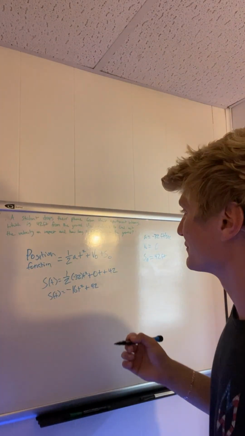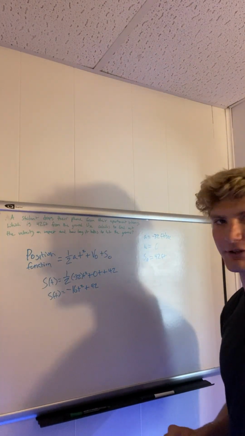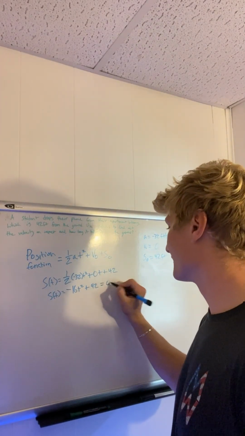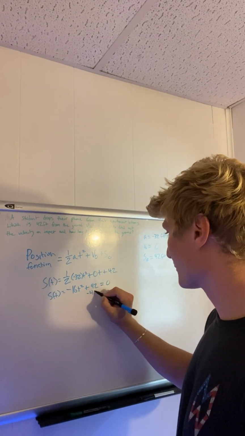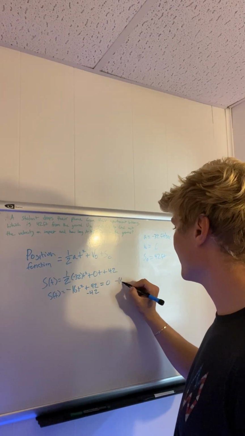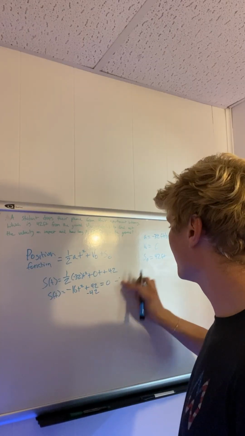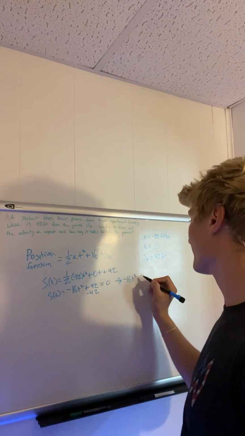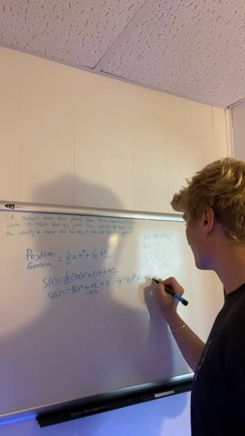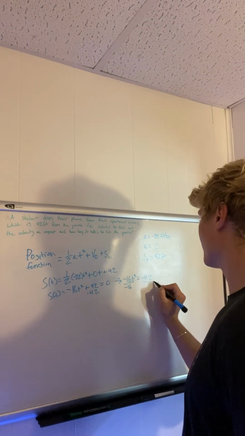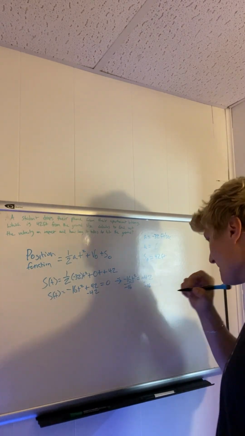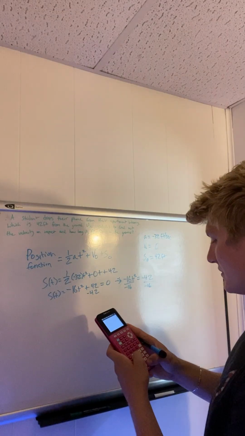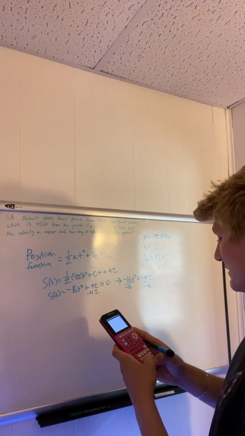Okay, so now we have this equation. We're looking for how long it takes to hit the ground. Well, it hits the ground at 0, so we're going to set this equal to 0. So we're going to subtract this 42 over. We get negative 16t squared equals negative 42. We divide by the negative 16, which leaves us with, to show you really quick, 42 divided by negative 16.